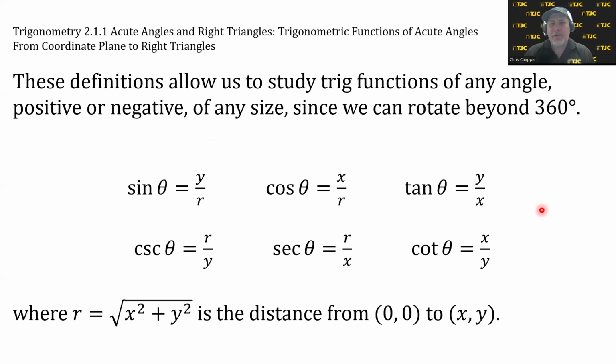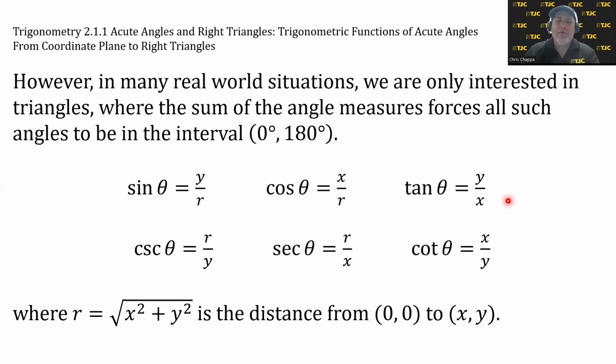These definitions allow us to study trig functions of any angle, positive or negative, of any size, since we can rotate beyond 360 degrees. However, in many real-world situations, we're only interested in triangles where the sum of the angle measures forces all such angles to be in the interval 0 degrees to 180 degrees. In other words, acute and obtuse angles and right angles.